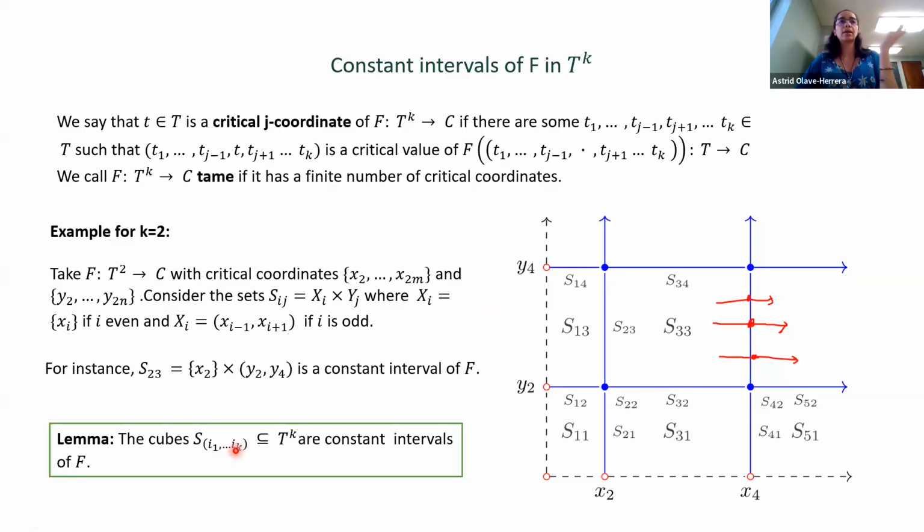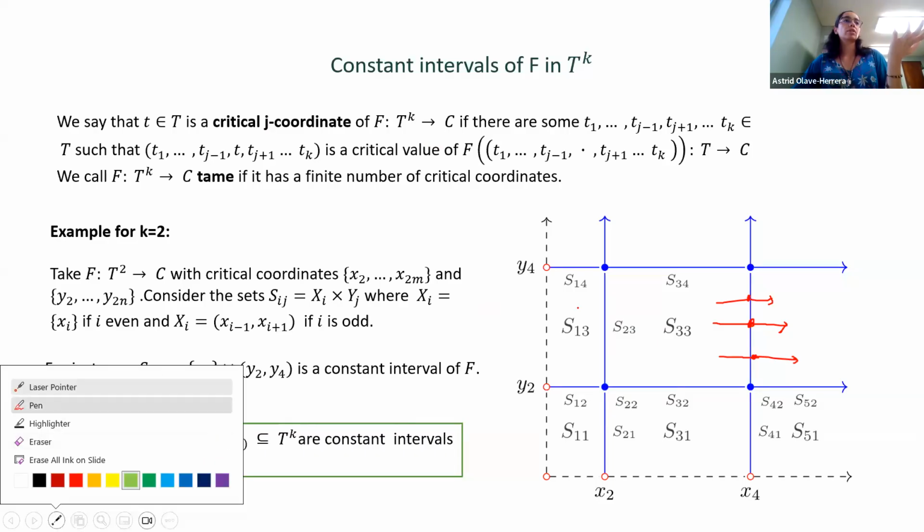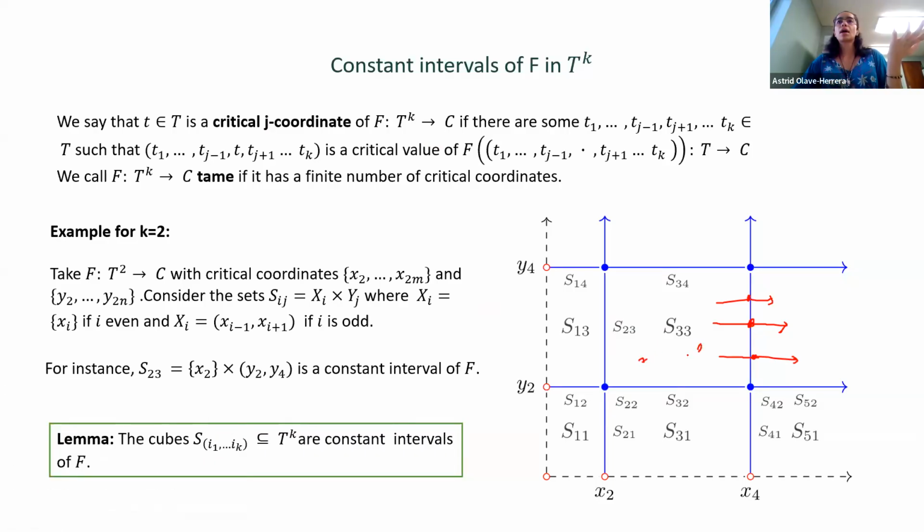And the lemma is that these cubes, now going to k dimensions, indexed by the elements that I have as critical coordinates, are constant intervals of F. So I can prove that these little portions are constant. If I take two elements inside, let's do the pen again, I can connect them. It's convex, and then it's going to be an isomorphism. And I can prove that to you. Okay, so now we have beautifully divided our plane into constant intervals. The first step is done.